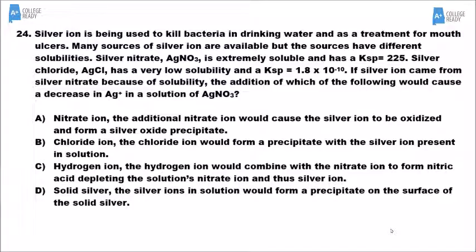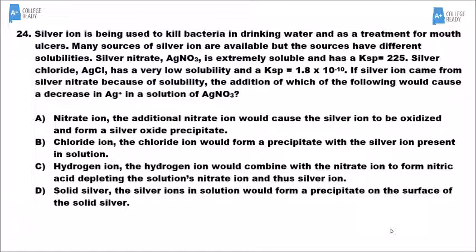A good example of a whole lot of reading where you don't really need all the information. They give you a KSP value for silver nitrate. It's very high, it's very soluble. They give you a KSP value for AgL that's very low. We know it's not very soluble at all.